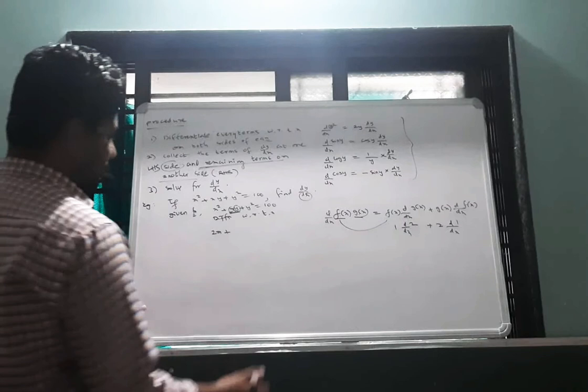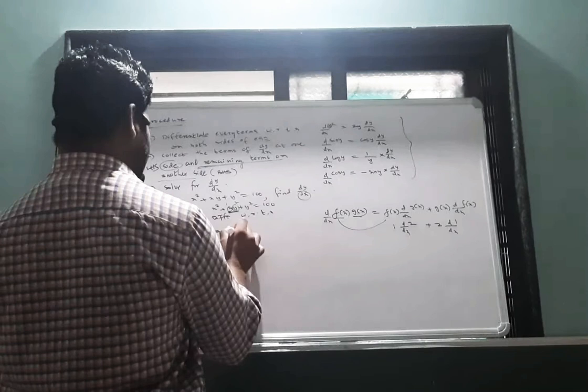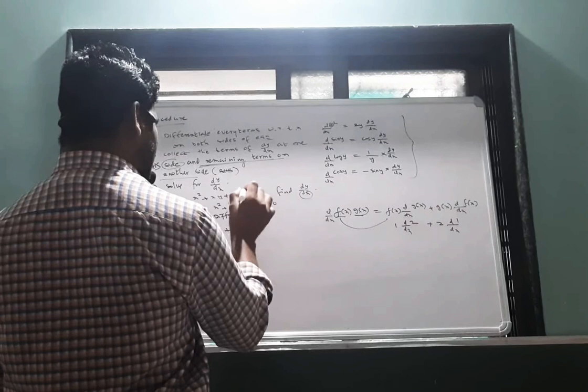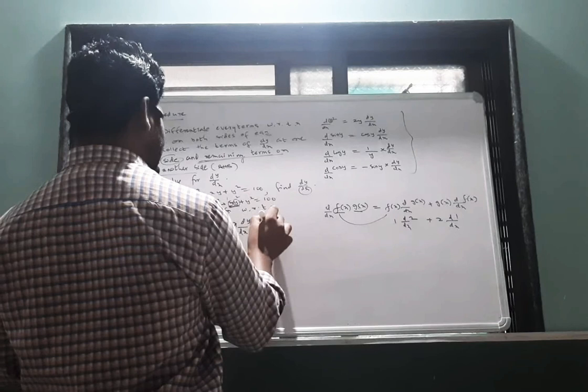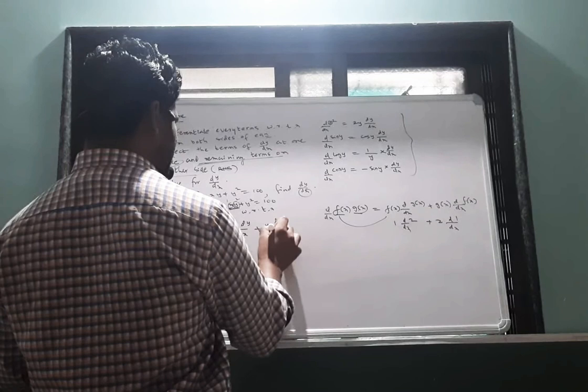Now you see here, which is the first function? x, and the second function is y. So I keep x as it is into the derivative of the second function y with respect to x, plus the second function y as it is into the derivative of the first function x with respect to x. This is the product rule, the derivative of xy.